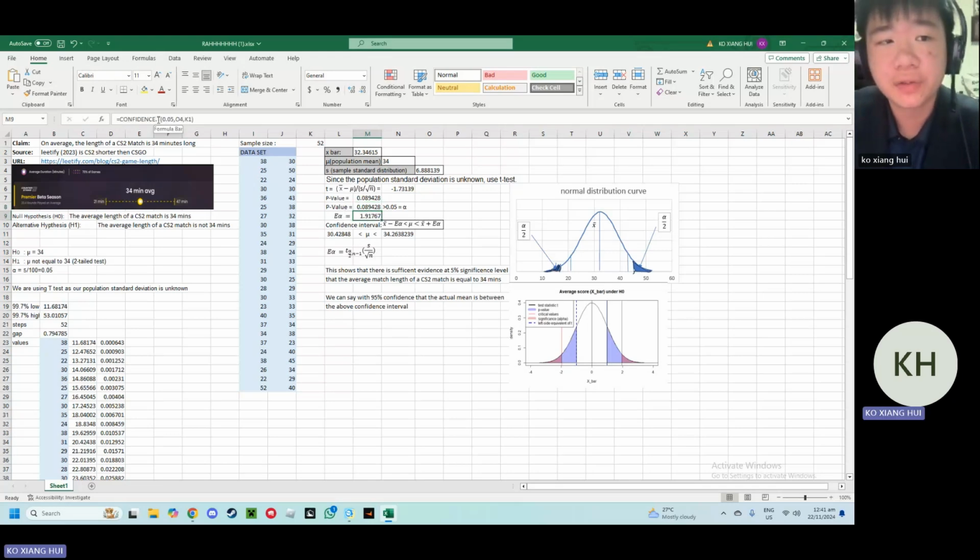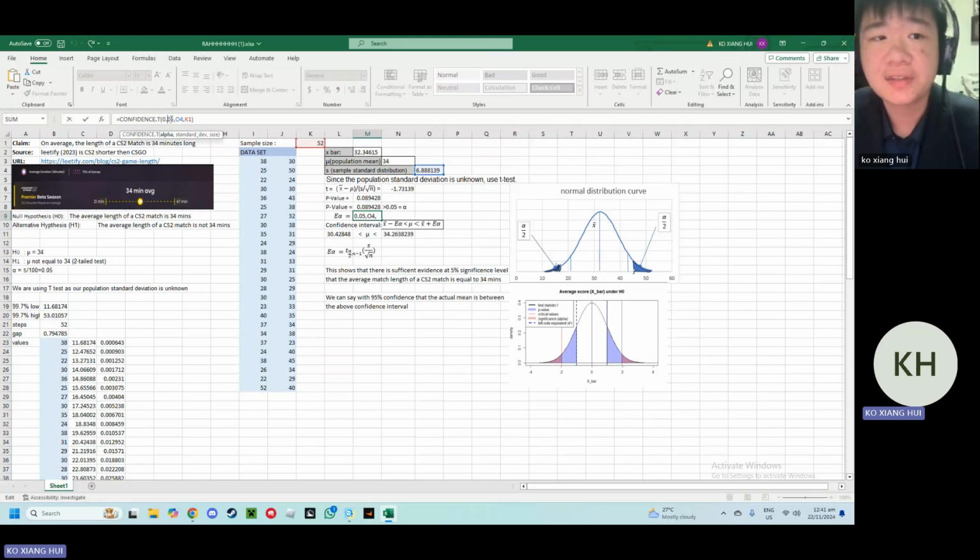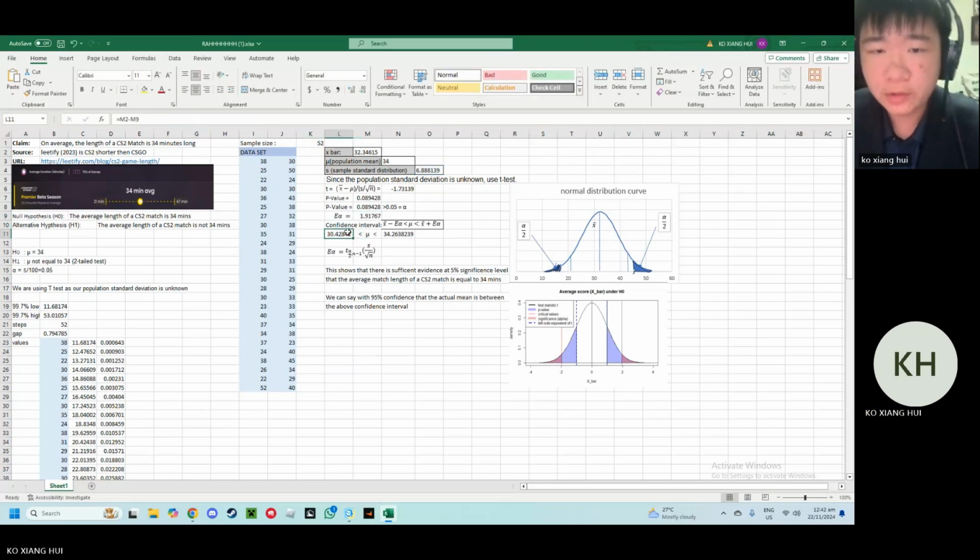I'll be using the CONFIDENCE.T function here because I'm using the t-test. This is my alpha, my significance level, standard deviation, and my sample size. This is my confidence interval right here, calculated using this formula, where you can use the t-distribution table for alpha over 2, comma, my degrees of freedom, multiplied by the standard deviation divided by the root of my sample size. This shows that we can say with 95% confidence that the actual mean is between this interval right here.